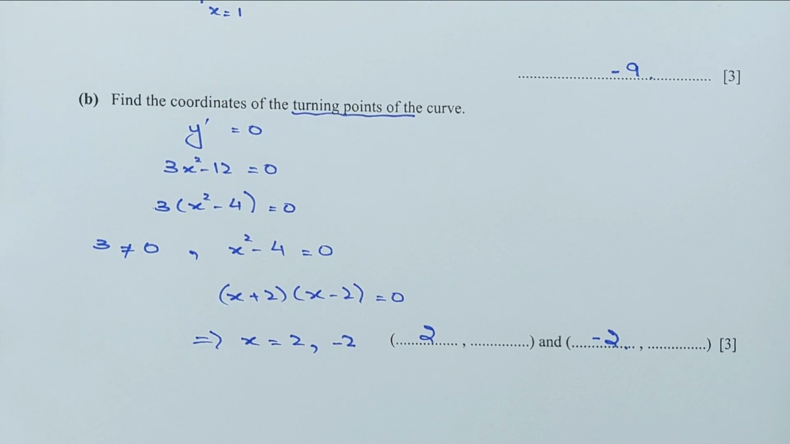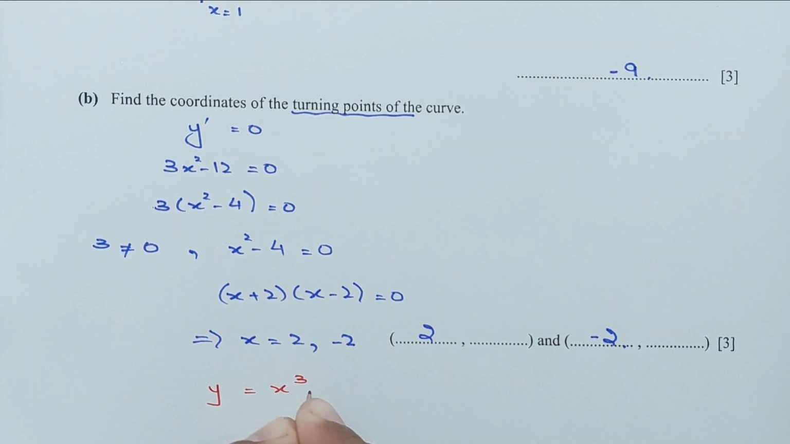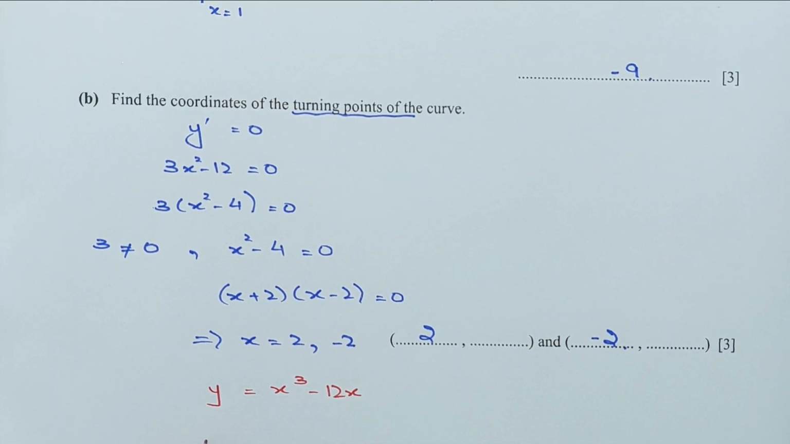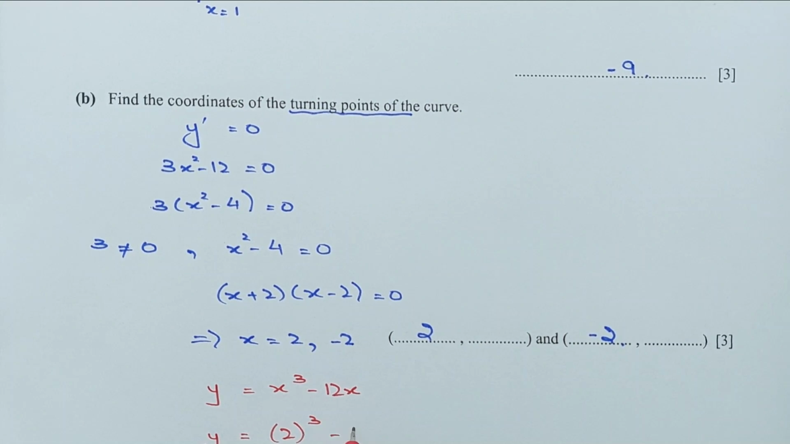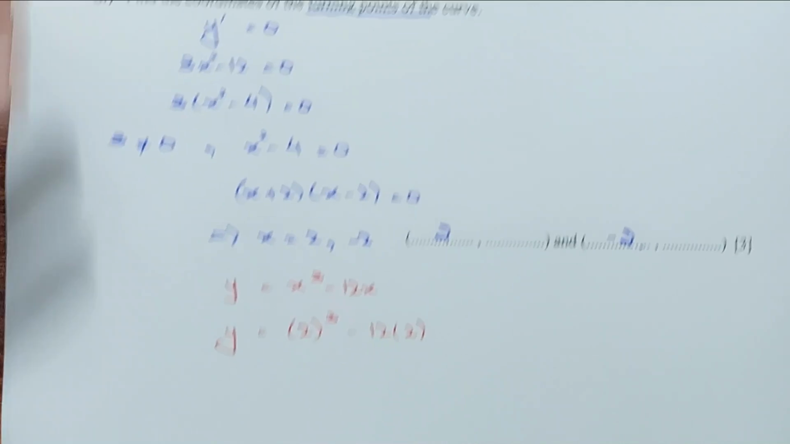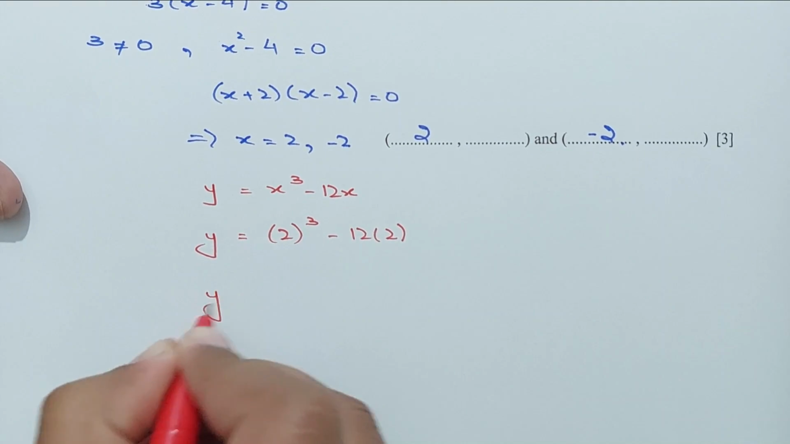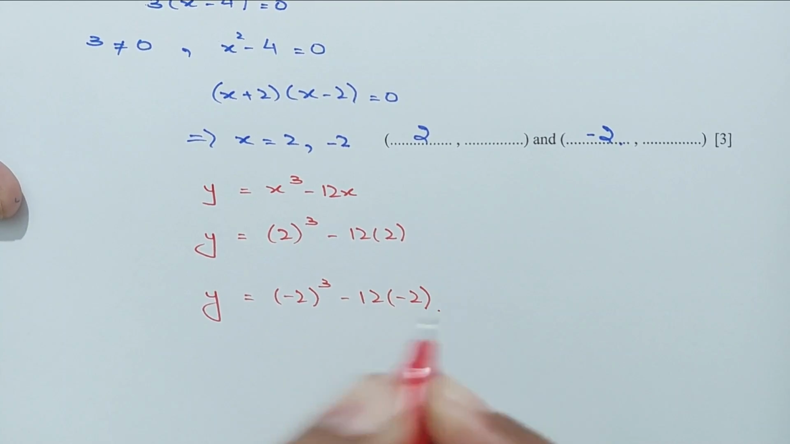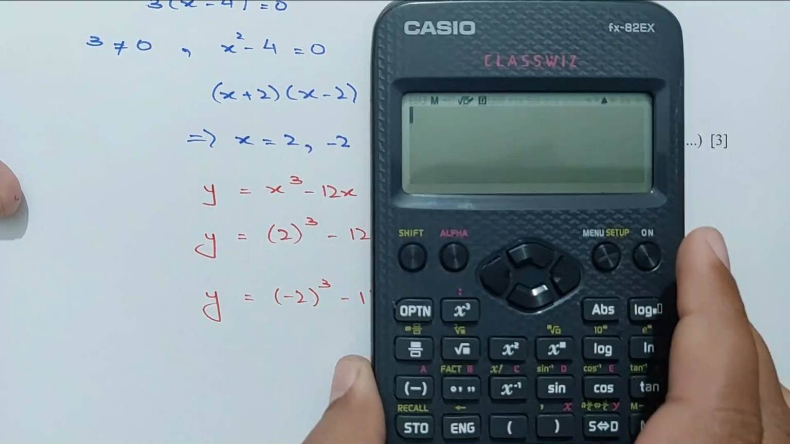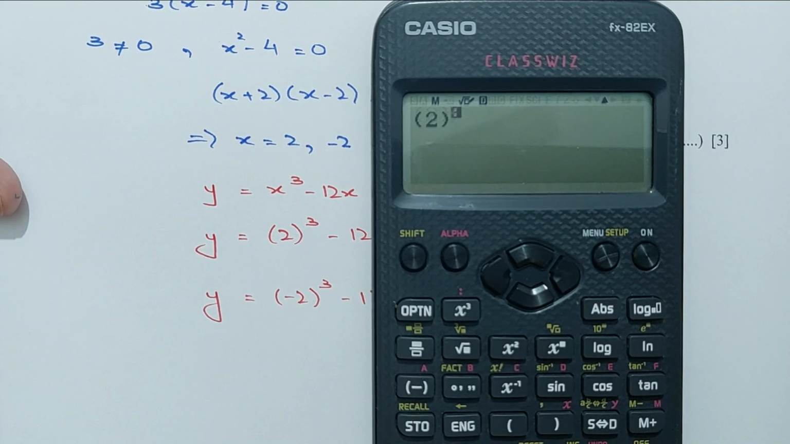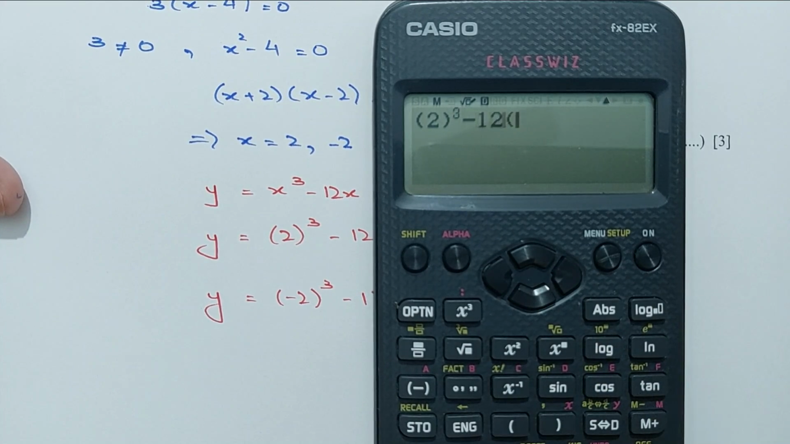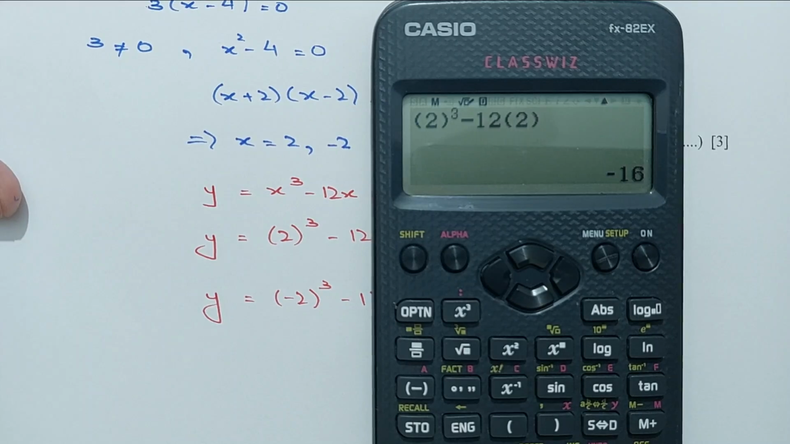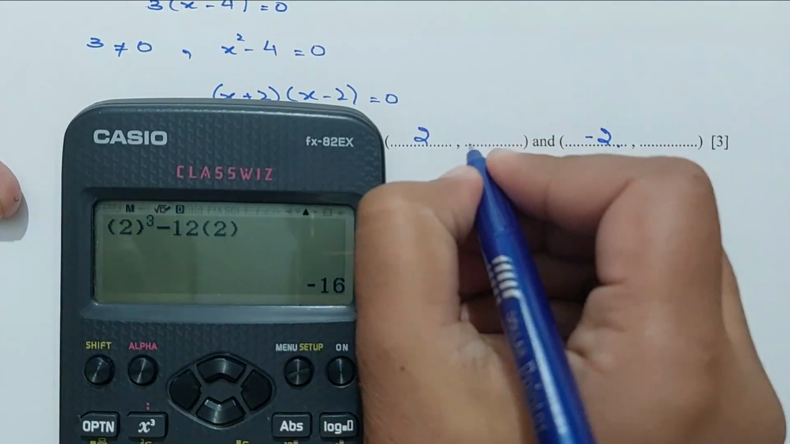So substitute it into the equation. We have y equals to x cube minus 12x, right? So y equals to, when x is 2, 2 cube minus 12 times 2. The first value, and the second value is y equals to negative 2 cube minus 12 times minus 2, right? So we have 2 cube and minus 12 times 2. This is negative of 16 when it is 2.